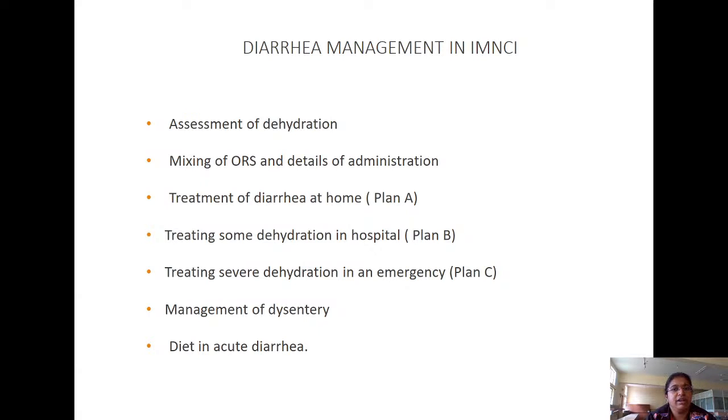So, diarrhea management in IMNCI. IMNCI has also given some guidelines which are somewhat similar. First, you are going to assess the dehydration. Then you are going to classify, and manage and treat diarrhea accordingly. If there is any dysentery, then you are going to manage that, and you are going to counsel on diet.